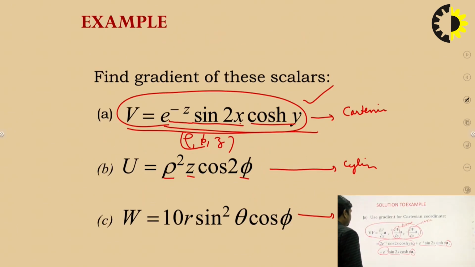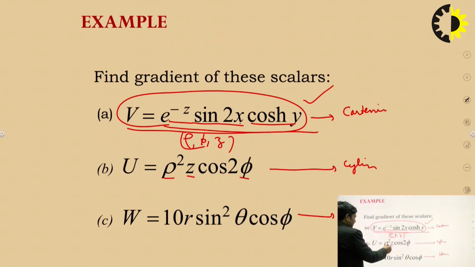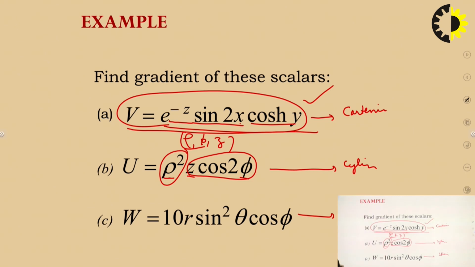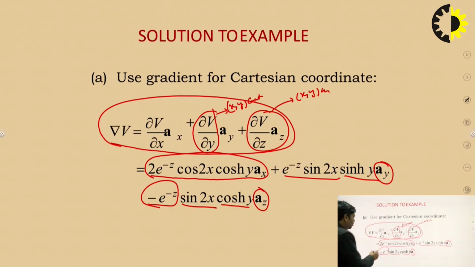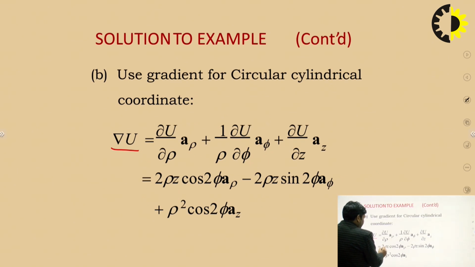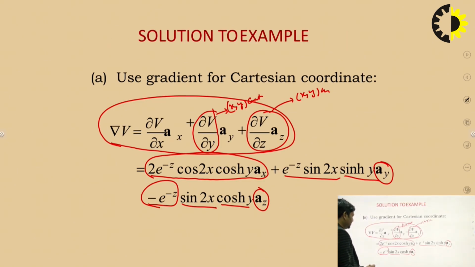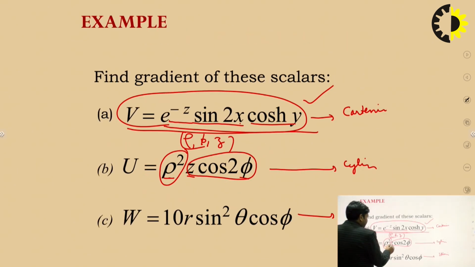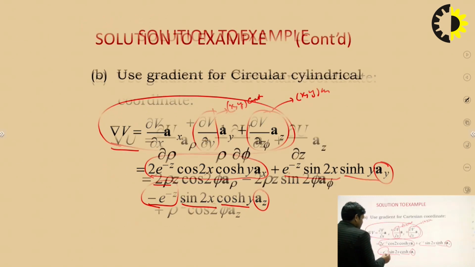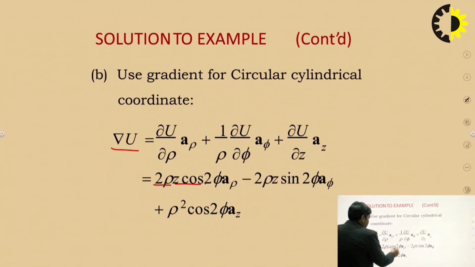So we easily calculate 2 rho z. In this case, rho is the variable, and z and phi are constants. So for rho squared, what is the differentiation of rho squared? It is 2 rho. So 2 rho is the differentiation of that, and for the second term, z and phi are constants. So 2 rho z cos 2 phi a rho.